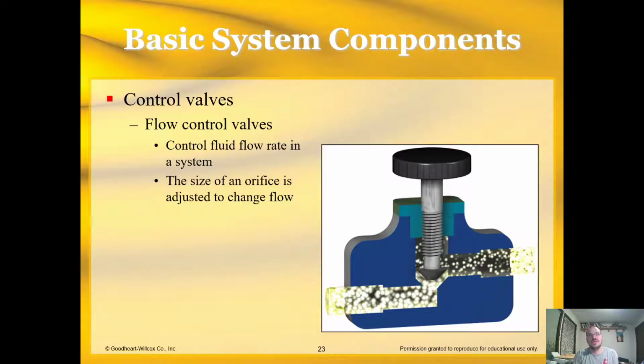So really, looking at fluid control valves, what you're doing is you're increasing or decreasing the speed of, say, an actuator by increasing or decreasing the flow, right? So it fills that chamber of the actuator a lot quicker, so you increase the speed. So with flow control valves, you're limiting or increasing or decreasing the amount of fluid flowing through the system.